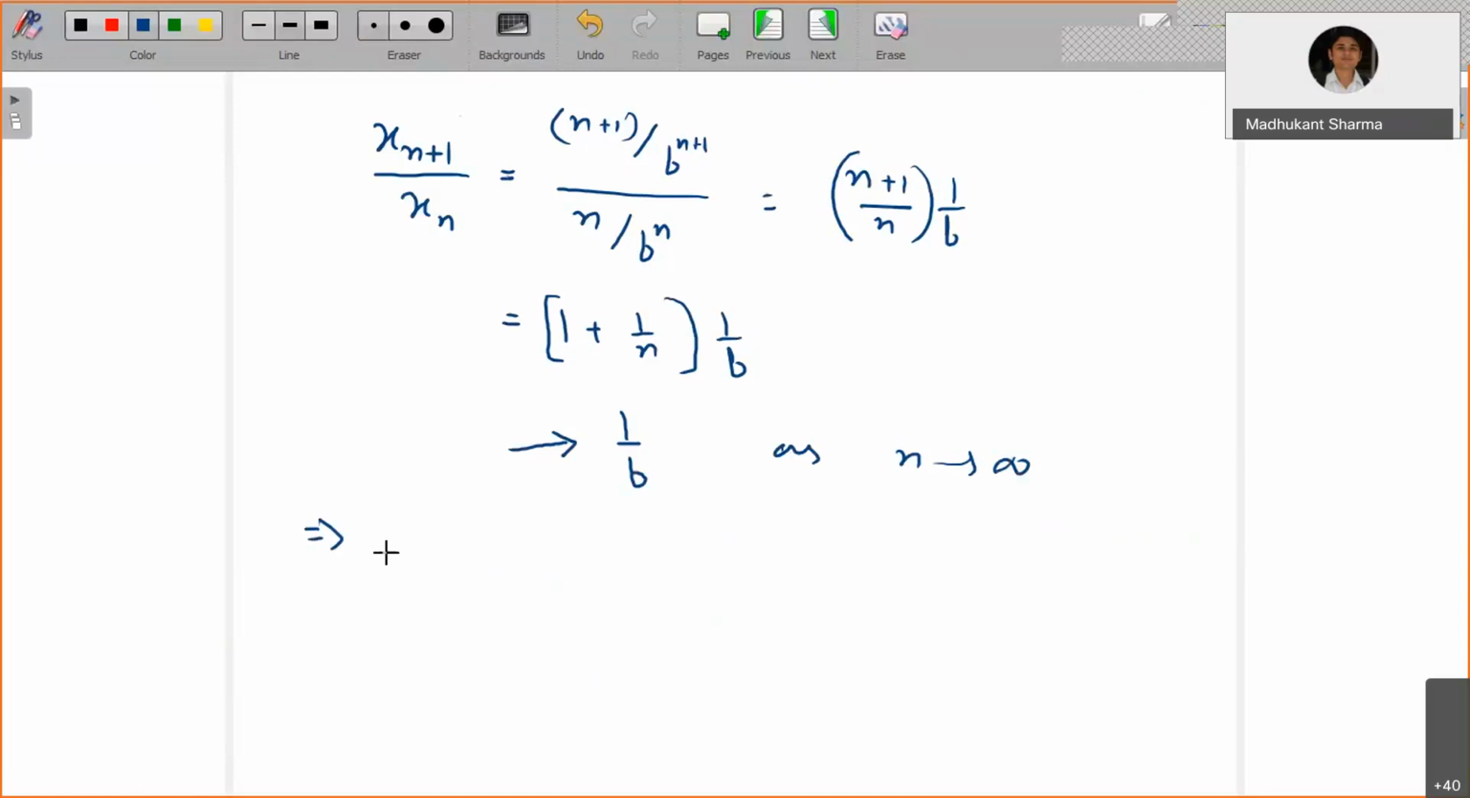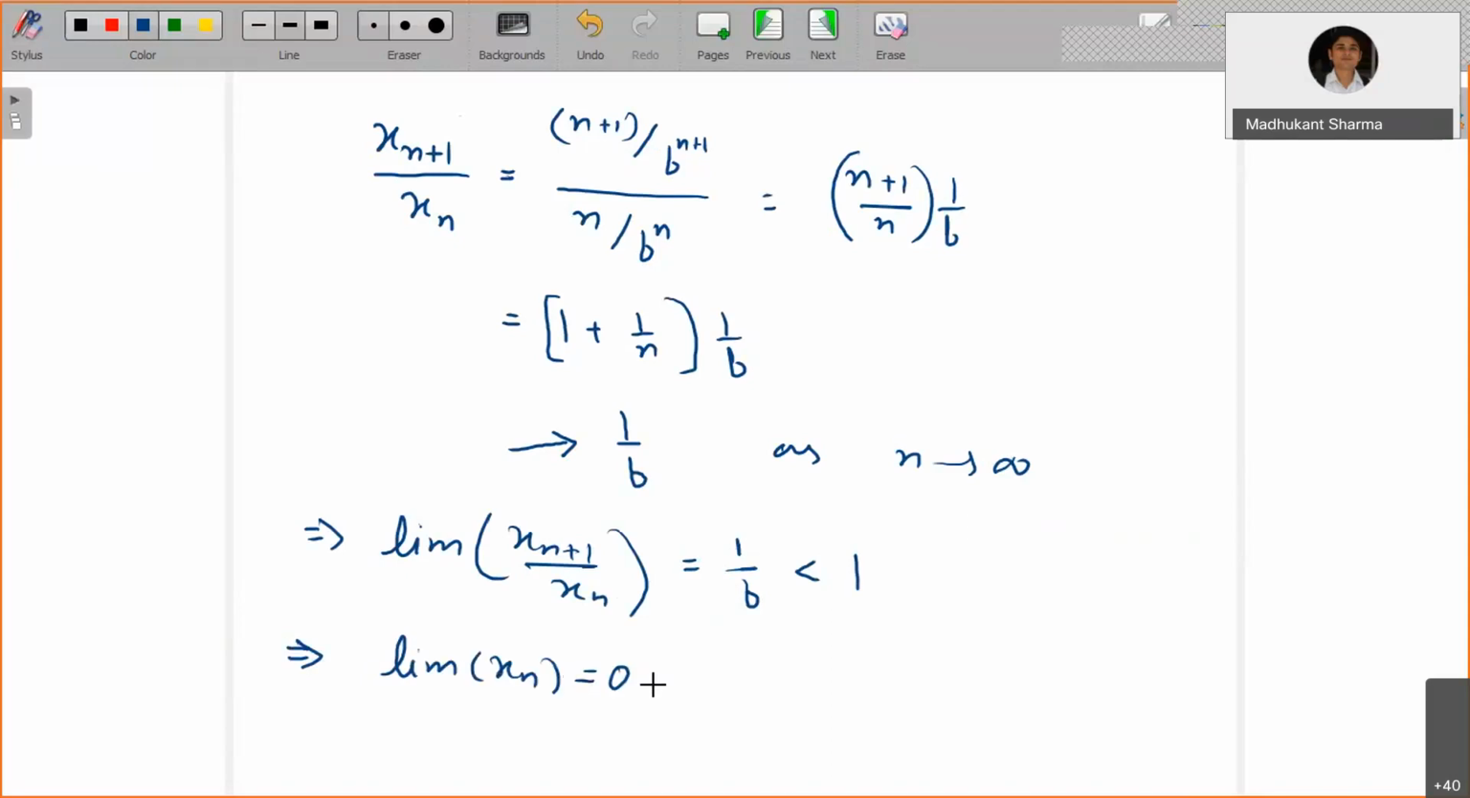So this gives you the limit of xn plus 1 by xn is equal to 1 by b. Since b is greater than 1, b is non-negative, right? b is greater than 1, so b is greater than 0. So 1 by b is also greater than 0. And you can verify that xn is a sequence of positive real numbers. So the previous result shows that the limit of xn is equal to 0, since L is less than 1. So with this example we will close this result now.